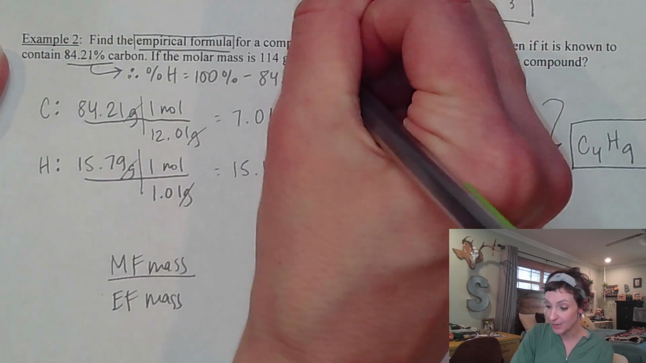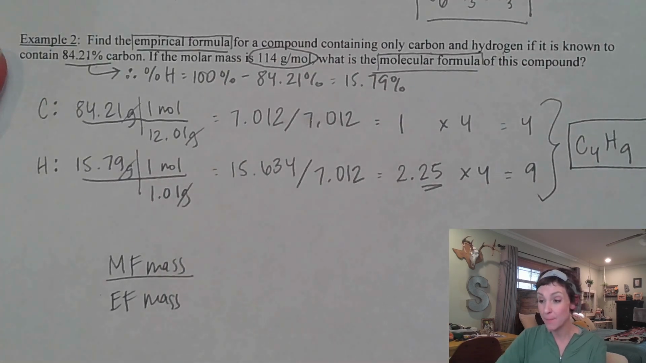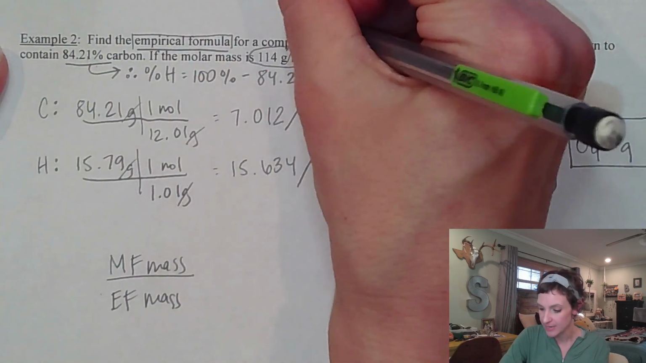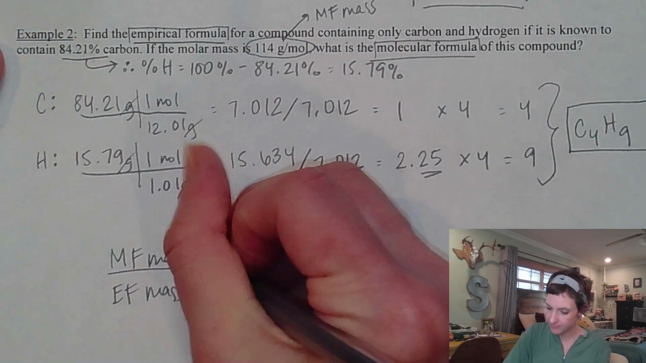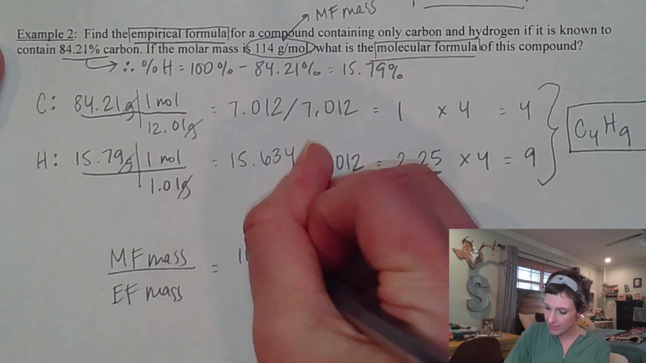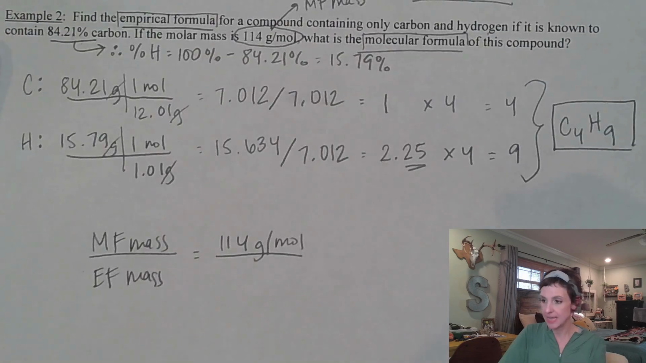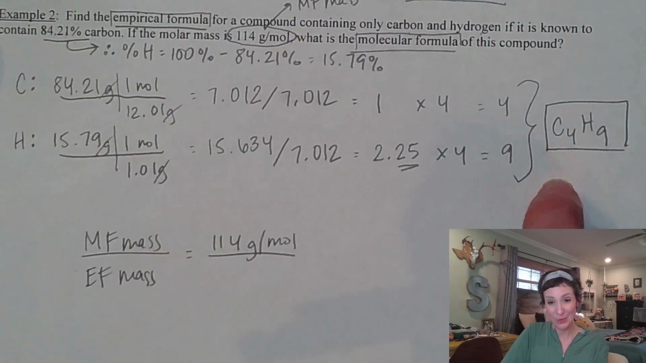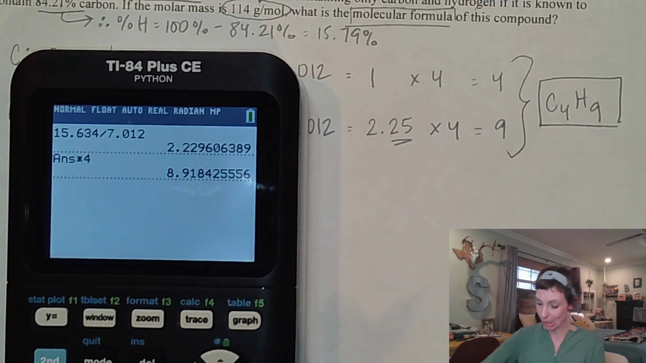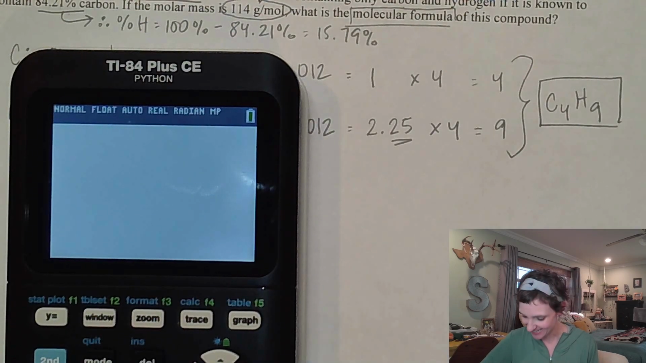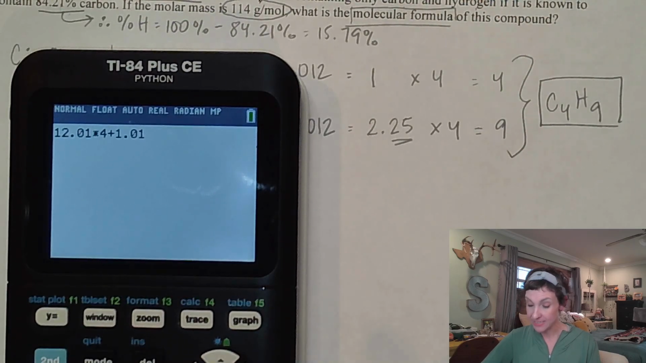There was another number up here in the problem. They told you that's the molar mass of that molecular formula. So that's my molecular formula's mass, right? 114 grams per mole. Yes. And now to find the empirical formula's mass, I am going to grab my calculator and be like, okay, well, what's the molar mass of 4 carbons and 9 hydrogens? So 12.01 is the molar mass of a carbon, and I had 4 of them, so times 4. And then 1.01 is the molar mass of hydrogen, and I have 9 of them, so times 9.